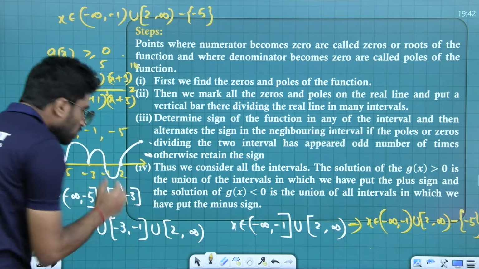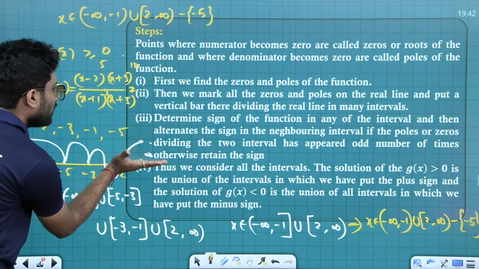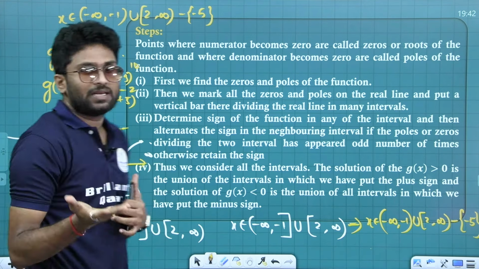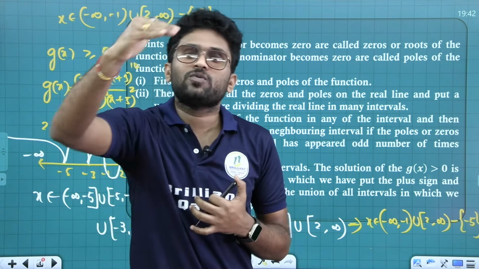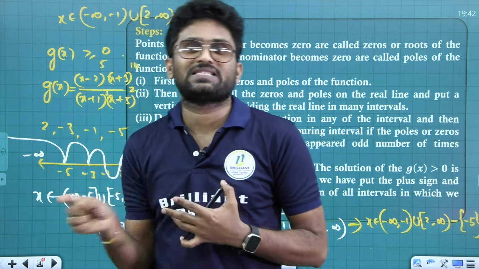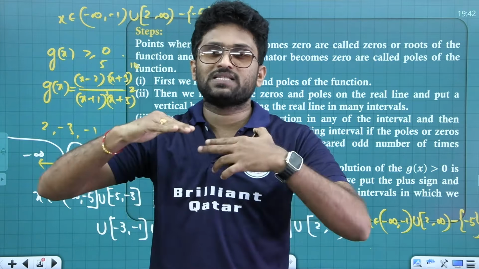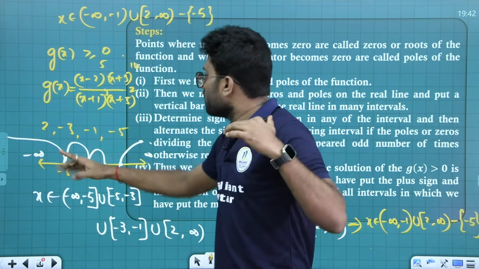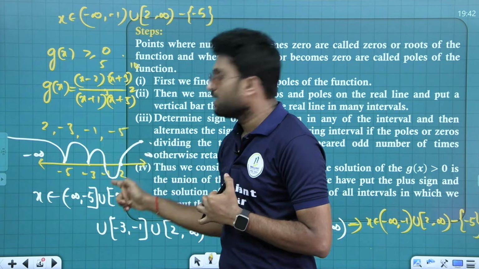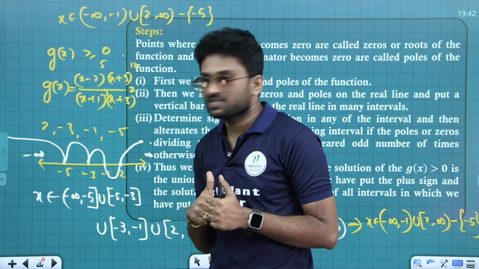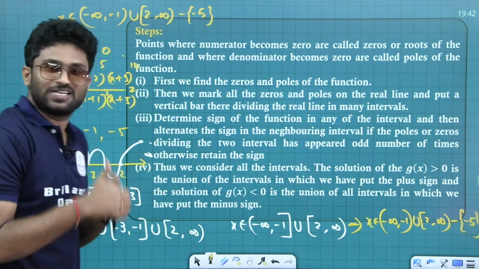Then by using this, how do we determine? If the curve is above the number line, then it is positive; below the number line, negative. Positive means greater than 0, negative means less than 0. So for greater than 0, we take the solution which lies above the number line. For less than 0, we take the solution which lies below the number line. Clear, guys? Clear.